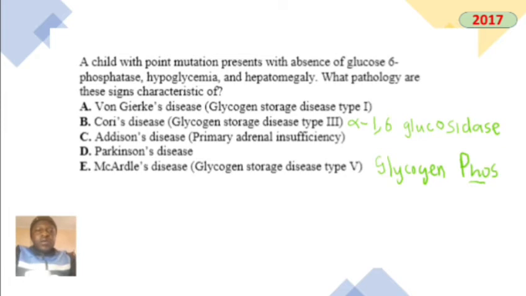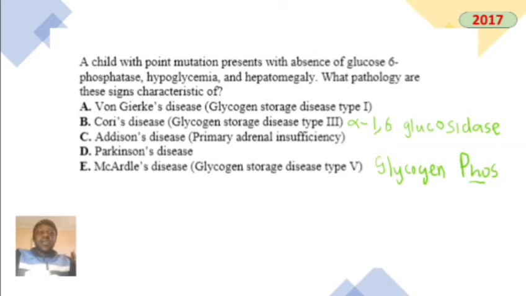Okay, a child with a point mutation presents with absence of glucose-6-phosphatase. I told you this one. Hypoglycemia and hepatomegaly. All right. What pathology are these signs characteristic of? Right. So I told you about this because there is a deficiency of glucose-6-phosphatase, which is found in the liver, proximal convoluted tubule of the kidney and in the duodenum. I know you are tired with this one, but if that enzyme is deficient, it will cause what?